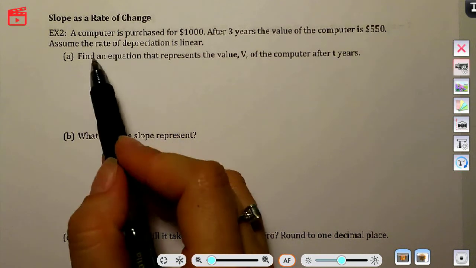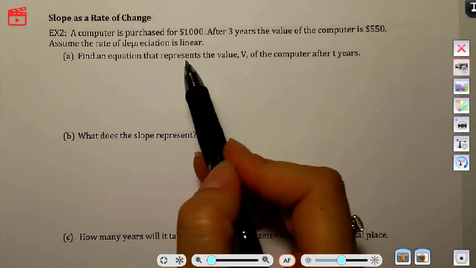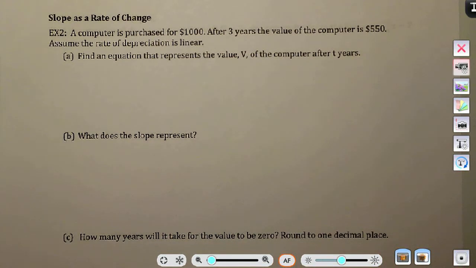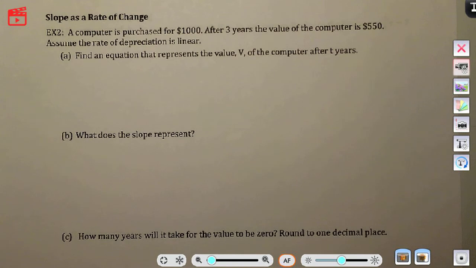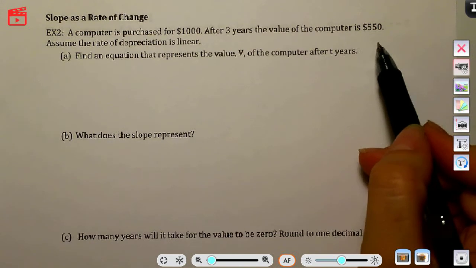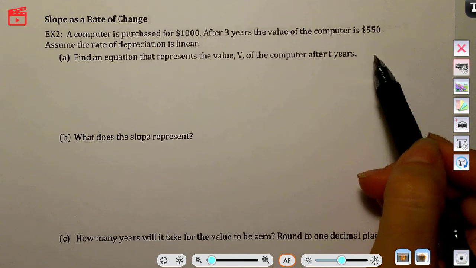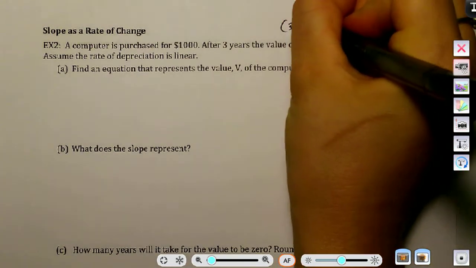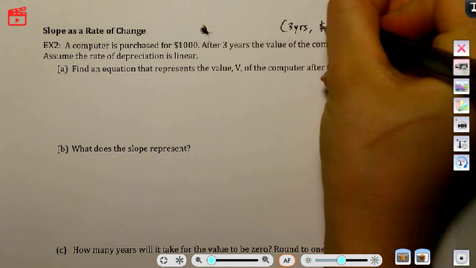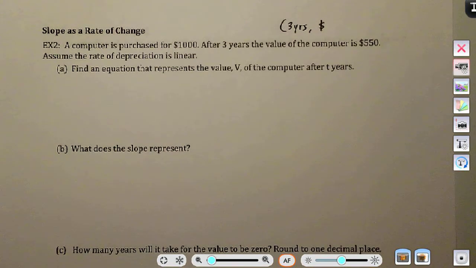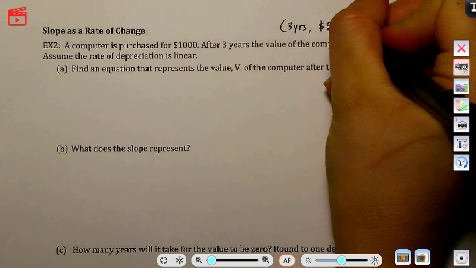All right. Part A. Find an equation that represents the value v of the computer after t number of years. All right, well, what information am I given? Well, I know after 3 years, the value of the computer is $550. Okay, so that's a pair of info. So 3 years is paired with $550.